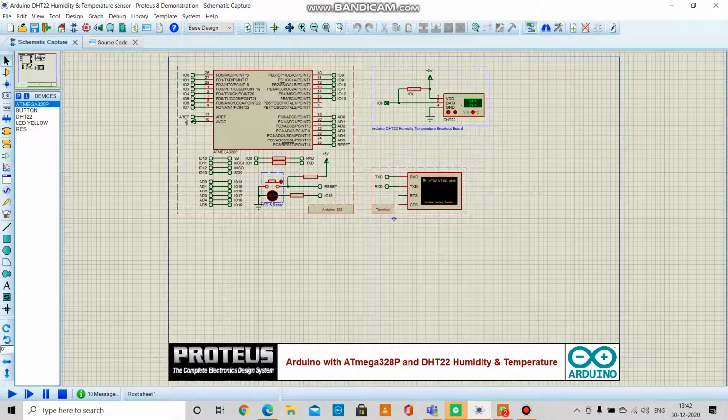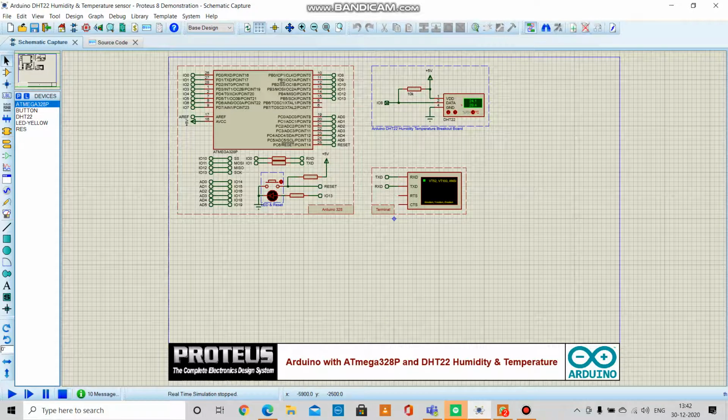Now let's verify the third condition, that is temperature should be greater than or equal to 28 degrees Celsius and relative humidity less than 25%, and on this condition the valve should blink for 1 second. Now let's verify. It is blinking for 1 second.